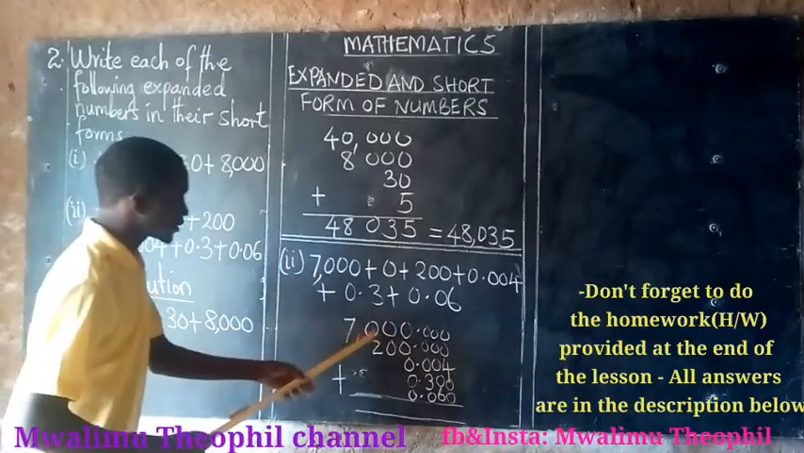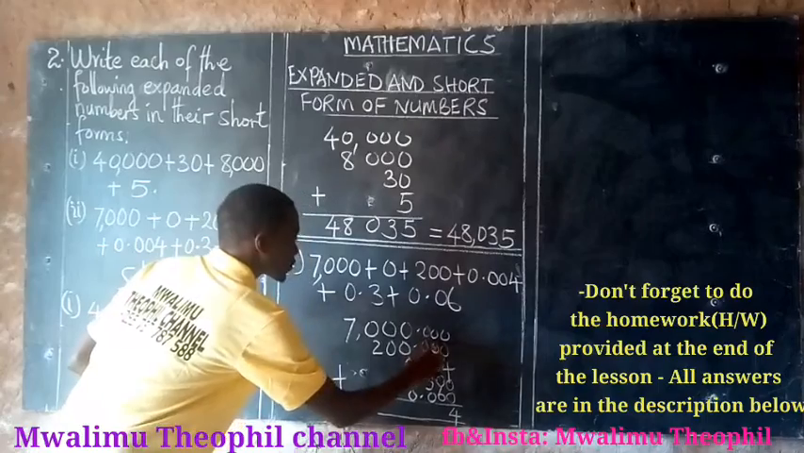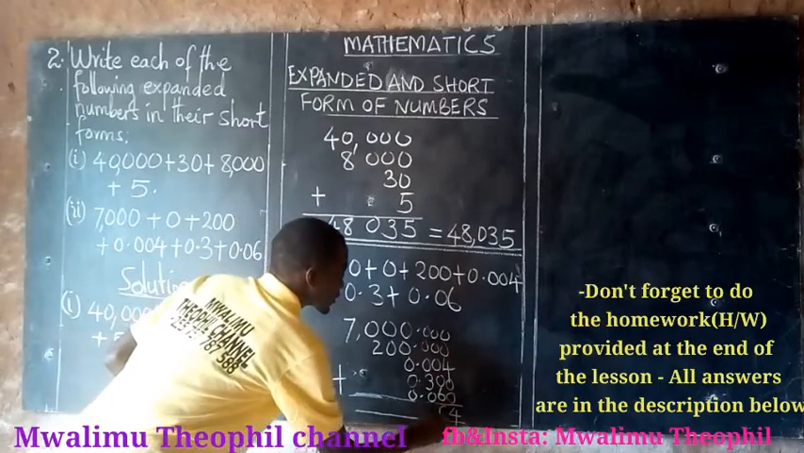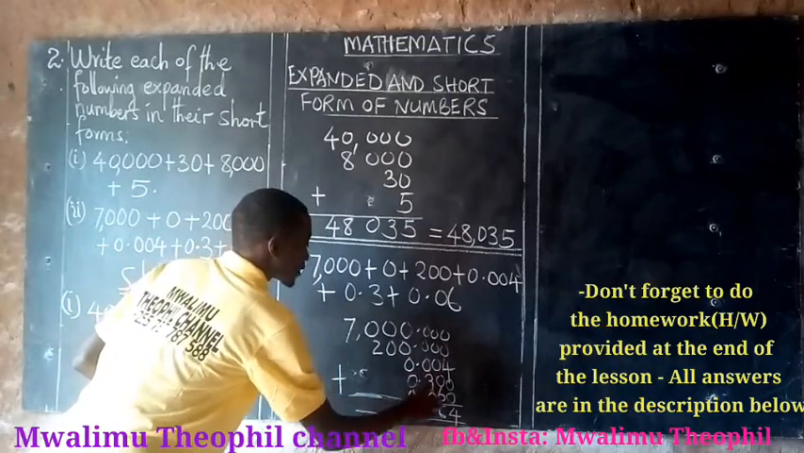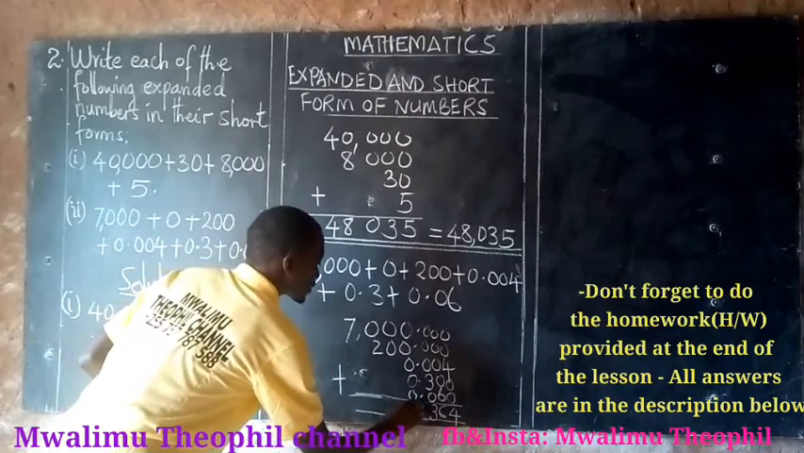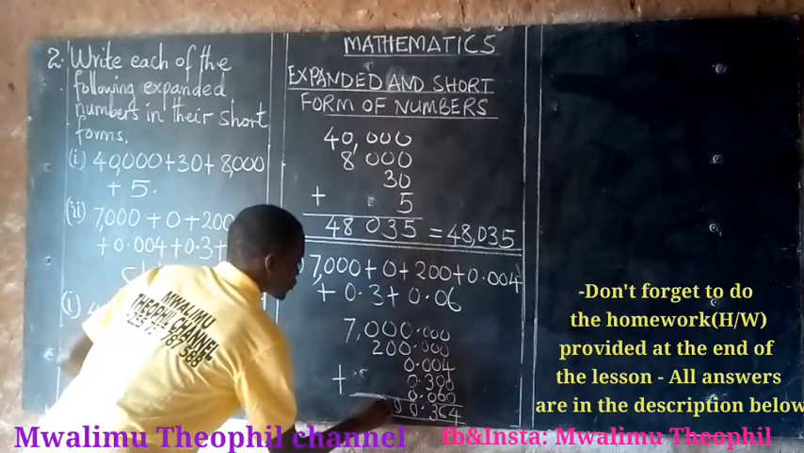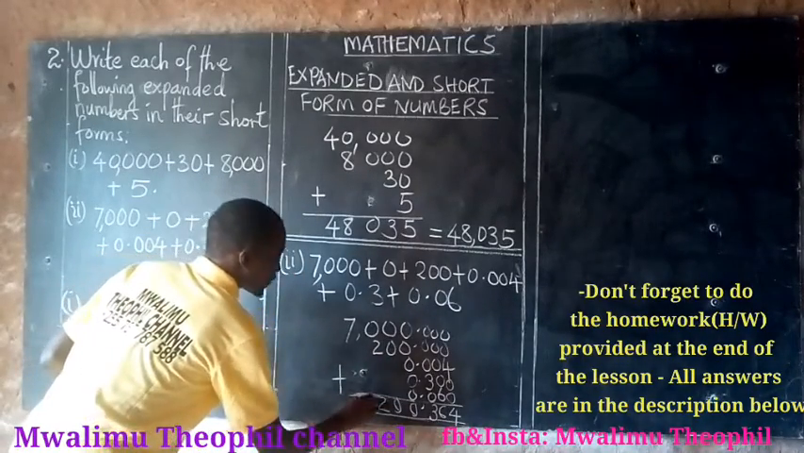Now we add these different total values. Here we get 4, 0, 0, 0, 0 plus 6, we get 6. 0, 0, 0 plus 3 plus 0, we get 3. Here 0, 0, 0, we get 0. Here 0 plus 0, 0. 0 plus 2 is 2. Here is 7.